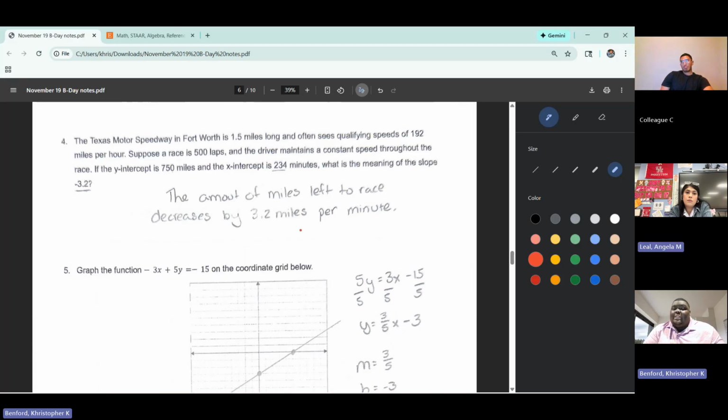Because it says, what is the meaning of the slope of negative 3.2? A lot of the time the problem will say interpret this problem or interpret your answer in terms of the problem. That tells them, okay, I have to actually write a sentence here. It's perfect. Thank you.